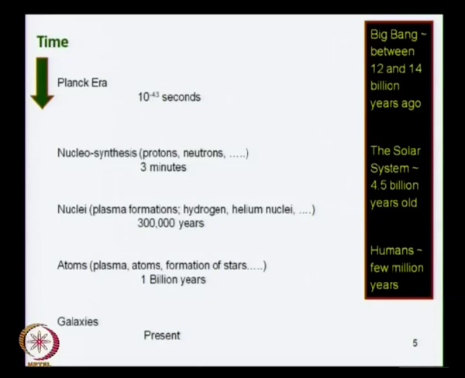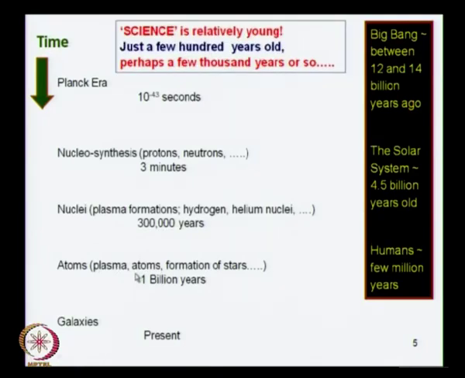And then in the first 3 minutes, the nucleosynthesis took place, protons and neutrons were formed, and then over the next 300,000 years, nuclei were formed, and then hydrogen, helium nuclei, and so on, the formation of these entities took place, and then the atoms about a billion years since the beginning, and then you come down to the present. So, if you look at this whole scenario, you discover that science is relatively young. It is just a few hundred years old, or perhaps a few thousand years old.